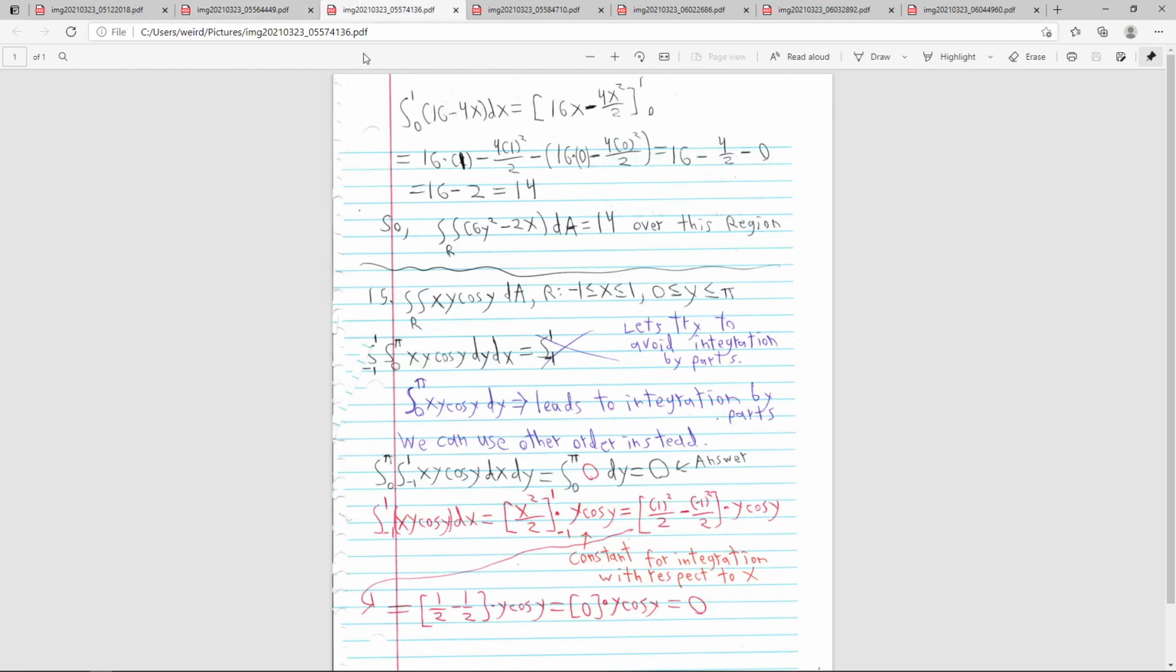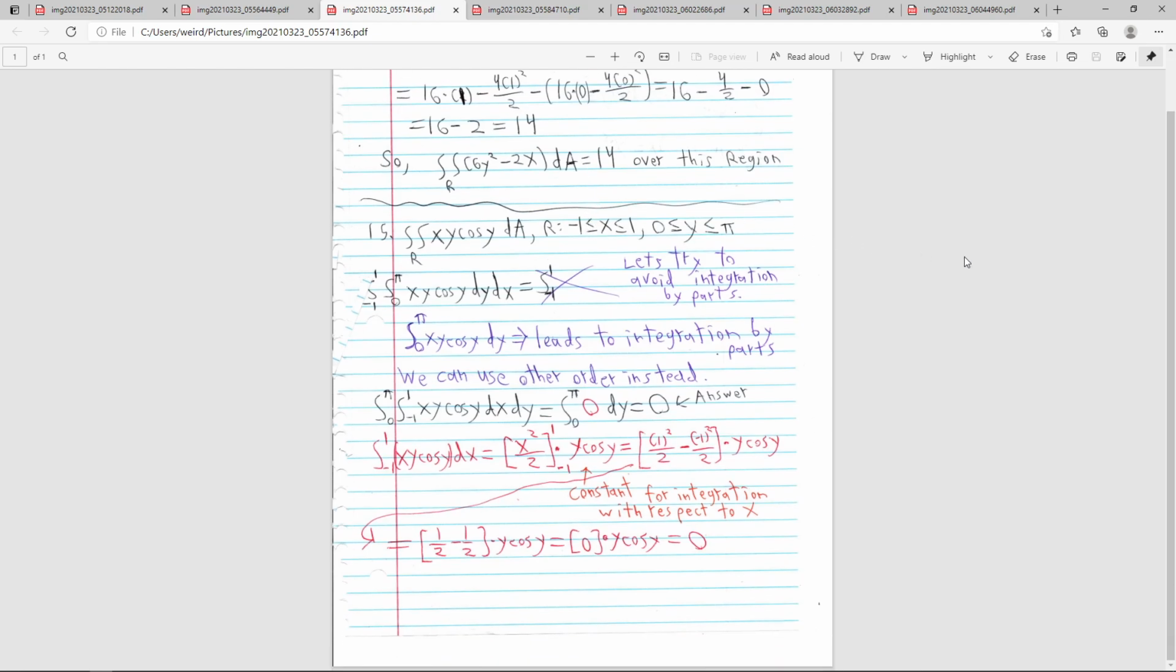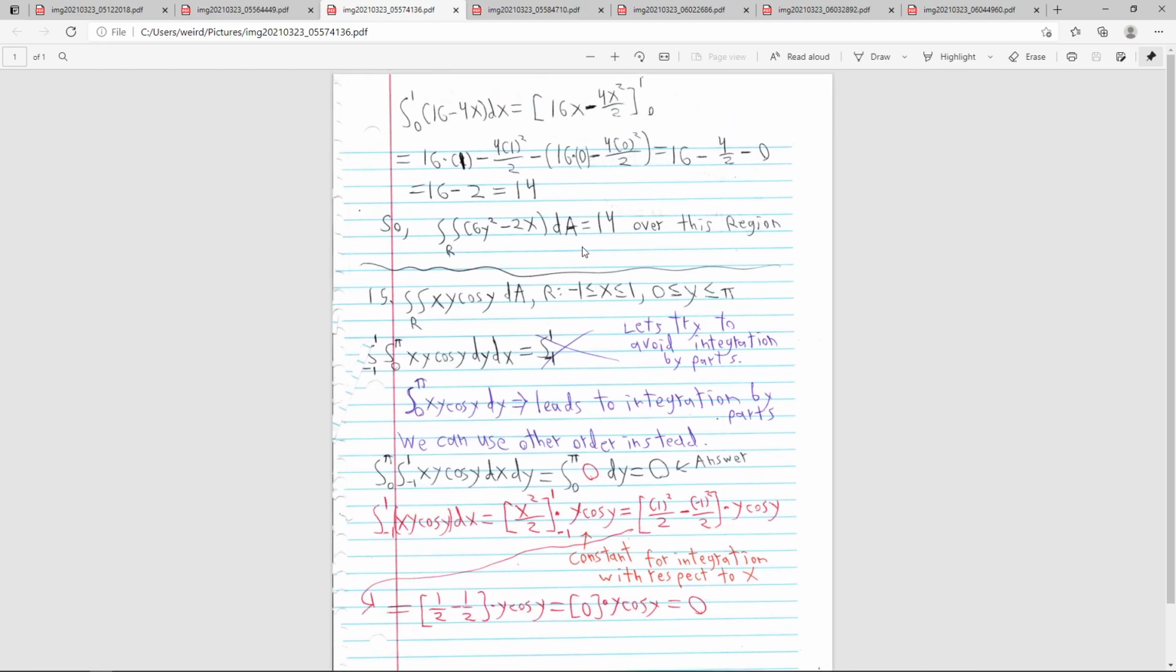Then we just have to integrate that. So 16 minus 4x, integrating that with respect to x, you get 16x minus 4x squared over 2, and then x equals 1, x equals 0, your limits. You eventually get 14 as the answer to that problem.